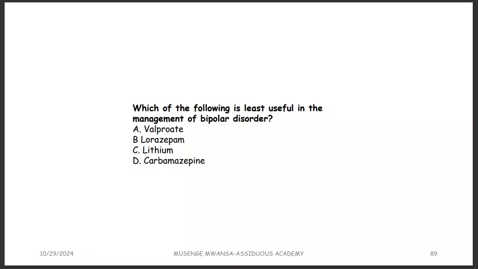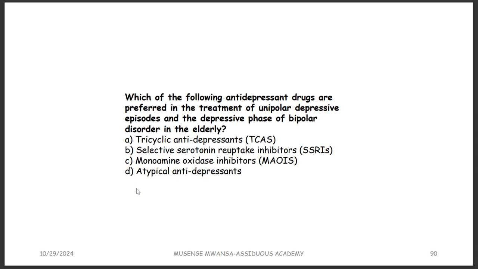Which of the following is least useful in the management of bipolar? Valproate, lorazepam, lithium, carbamazepine. Which one can we pick for this one? B, thank you so much. Yes, we know valproate or valproic acid is used, and lithium and carbamazepine are used.